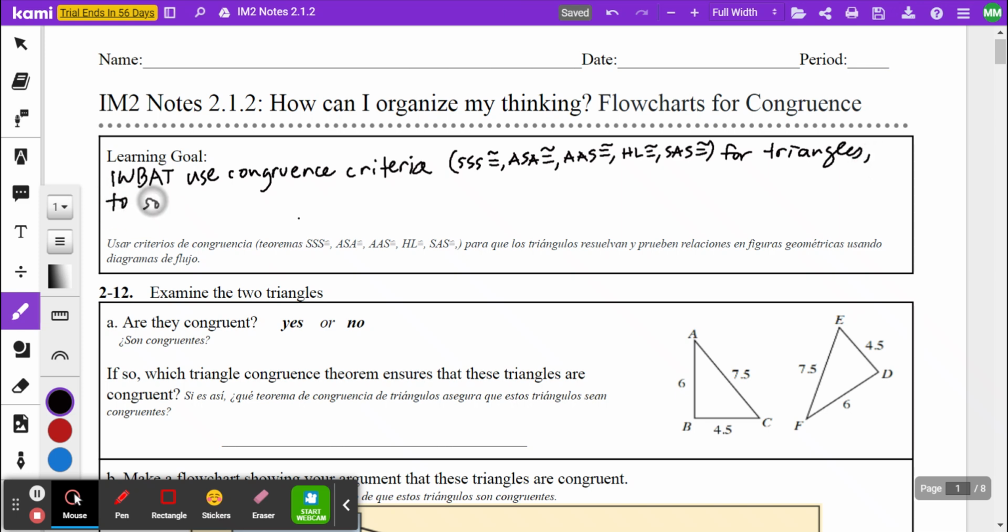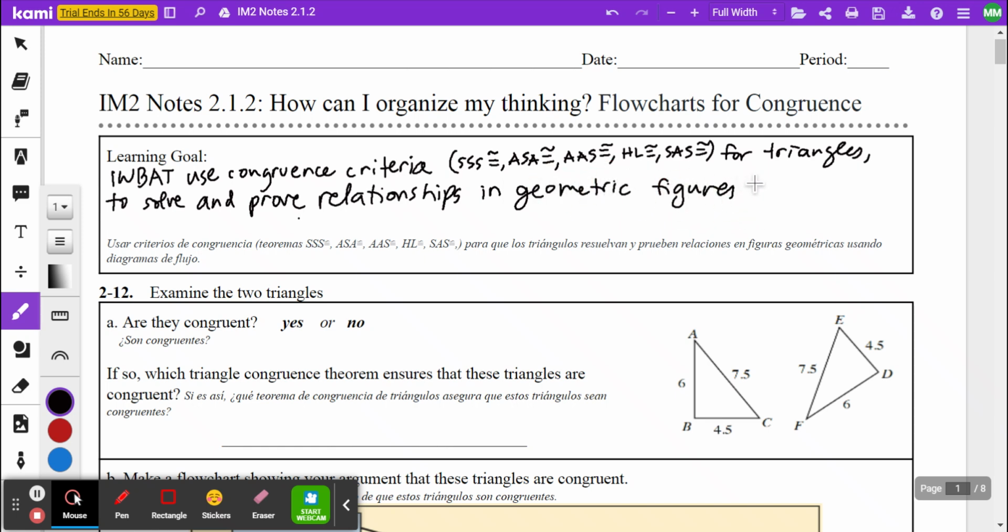to solve and prove relationships in geometric figures using flowcharts.